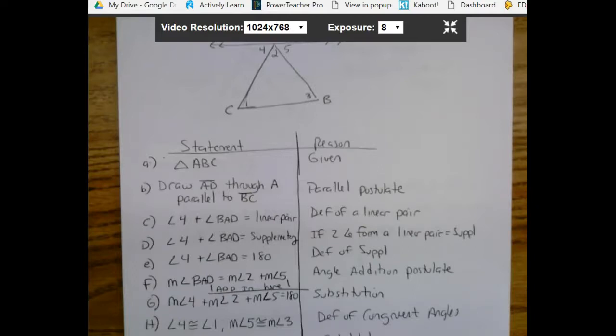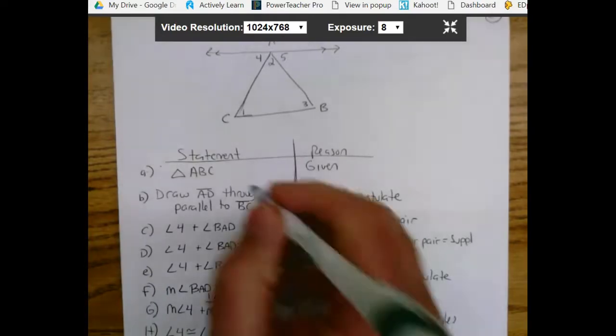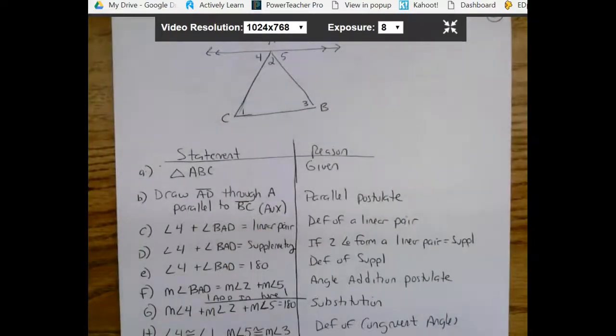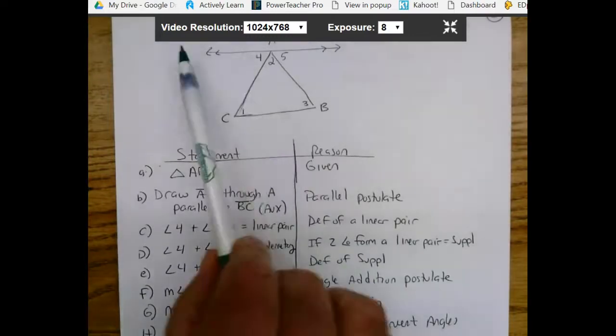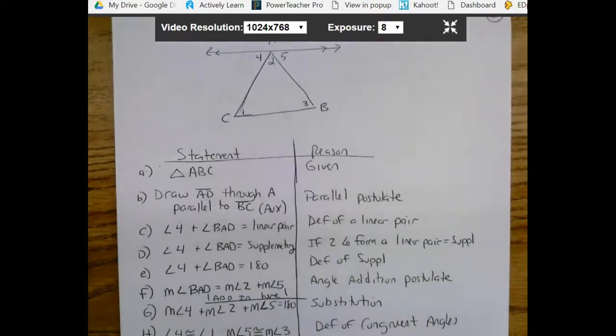Okay, so how we use that line is the following. We start off always with our given. So we have the given, the triangle ABC, and then we're going to add that auxiliary line right here. So this is going to be our auxiliary, I'm just going to put AUX. And then we know the parallel postulate. So if this line is parallel to that, then we know certain things are true.